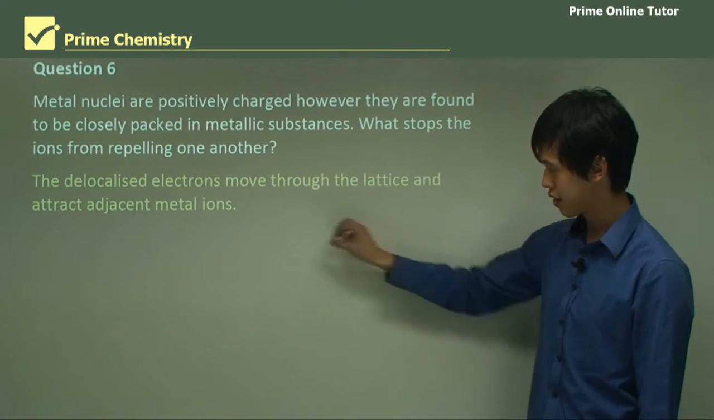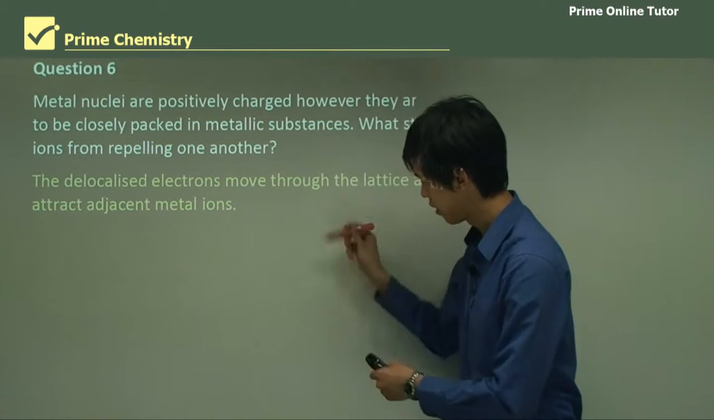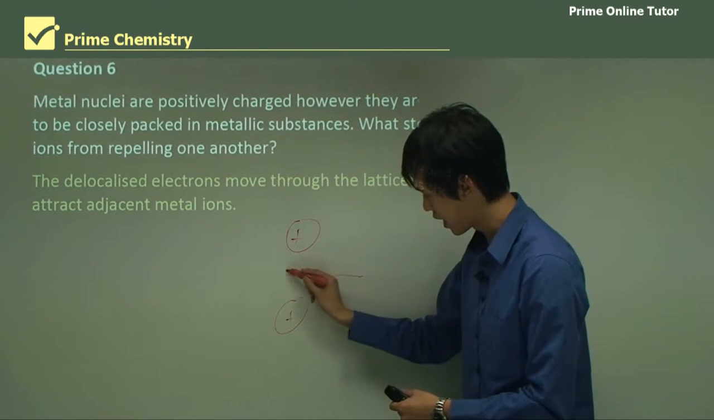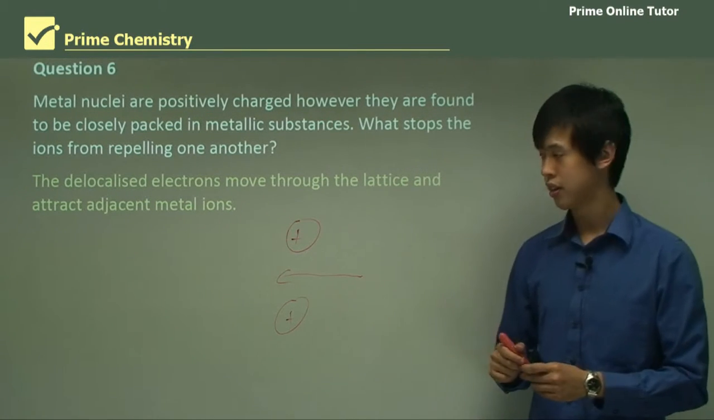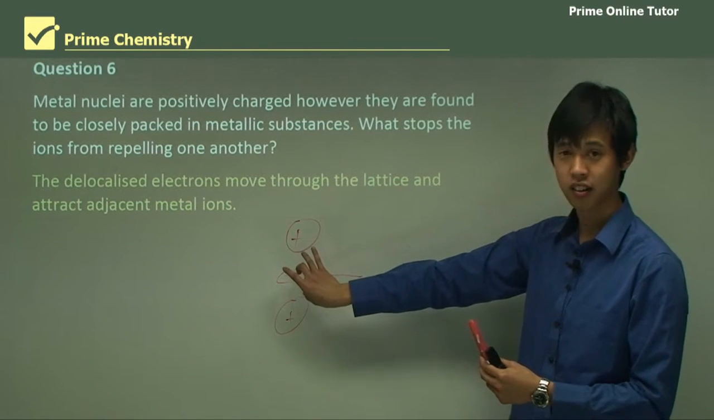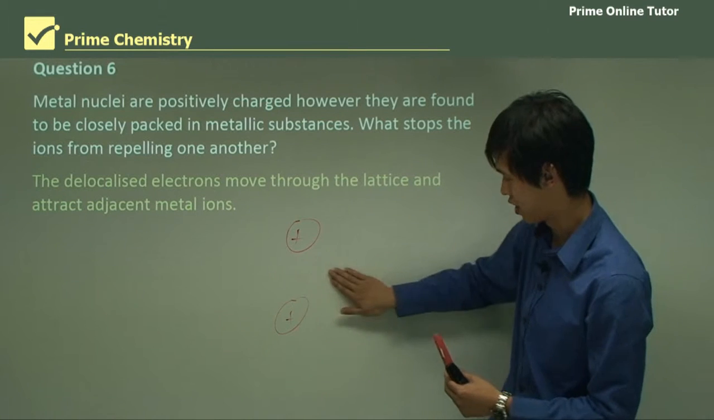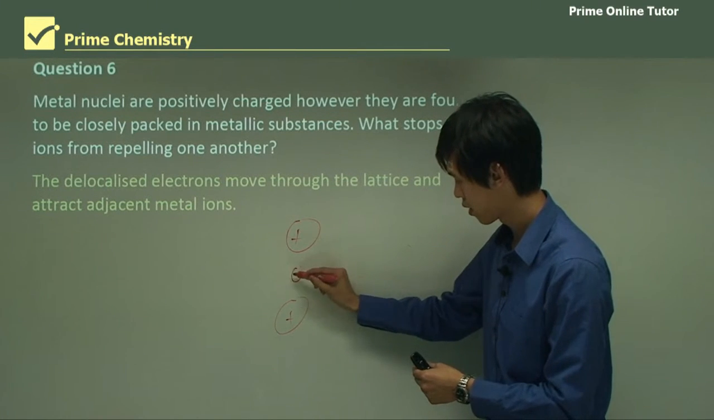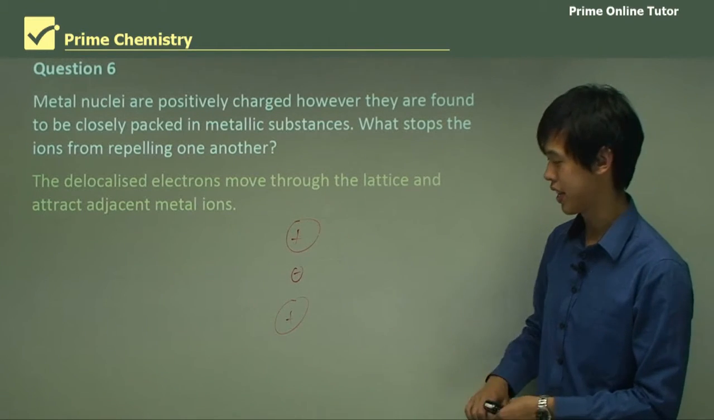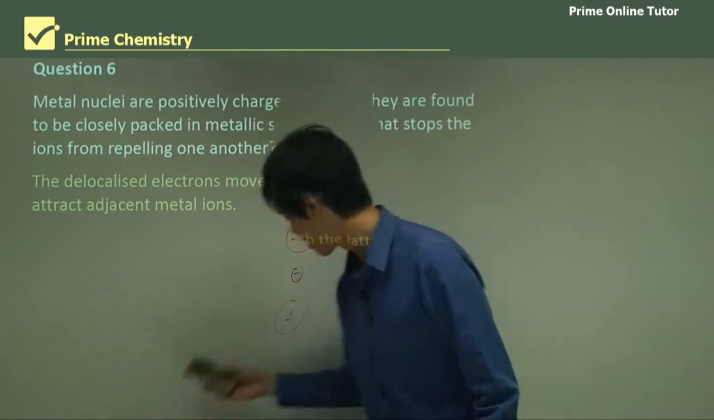So if there's an ion here and an ion here, if an electron goes past, the electron goes whizzing through, it will actually attract both of these together, because if a negative charge is in the middle, obviously they'll attract to one another. Okay, so that's what the first statement is saying.